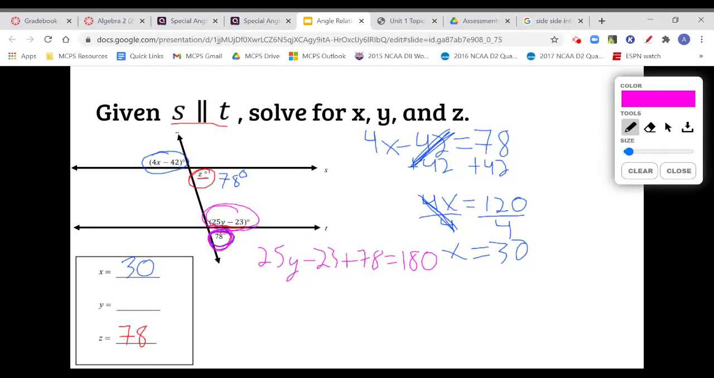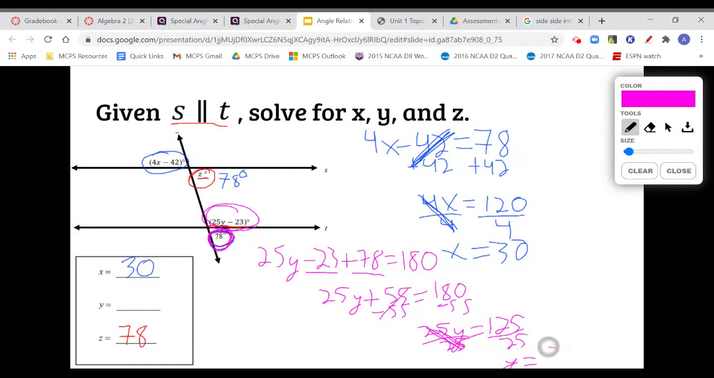For step one, I'm going to combine the like terms. So I'll combine minus 23 with plus 78, and that'll give me 25y plus 55 equals 180. Then I'm going to subtract 55 from both sides, leaving me with 25y is equal to 125. And then if I divide both sides by 25 to isolate y, that leaves me with y is equal to 5. Okay, and so I put that over here in the little answer box, and we are done with this problem.